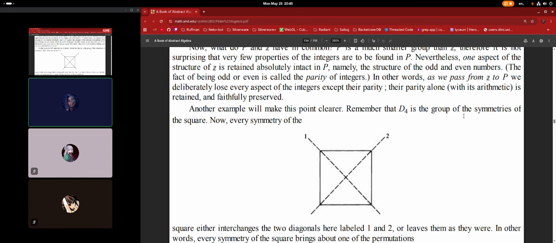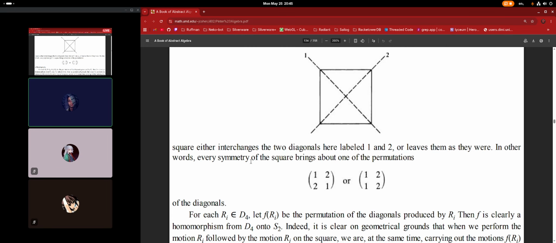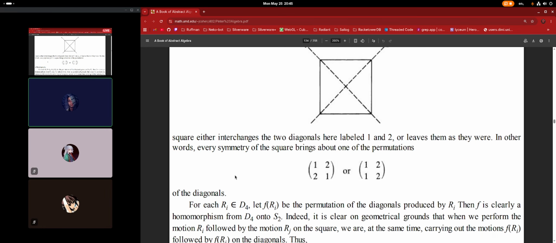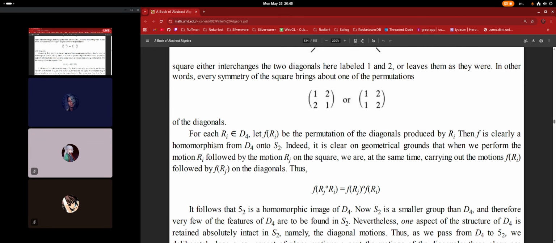Another example will make this point clear. Remember that D4 is the group of the symmetries of the square, so we've seen this before. Every symmetry of the square either interchanges the two diagonals here labeled 1 and 2, or leaves them as they were. In other words, every symmetry of the square brings about one of the permutations. So we are looking at their diagonals, well, at their corners, I guess. These diagonals here. So you can either have this or that. So there is a mapping that can happen between D4 and S2. And that's exactly what's being written here.